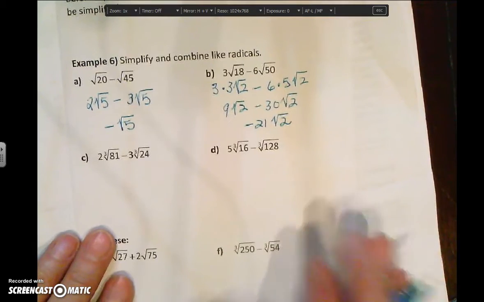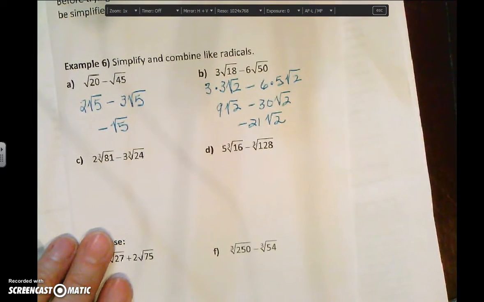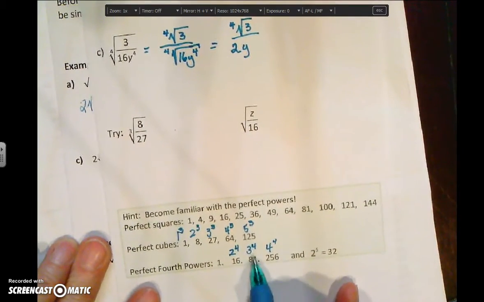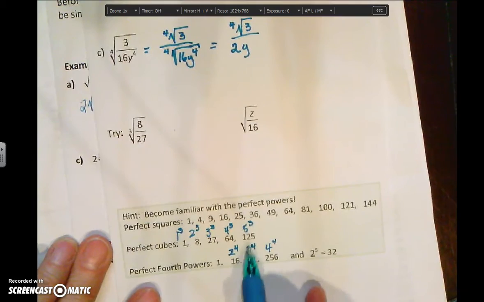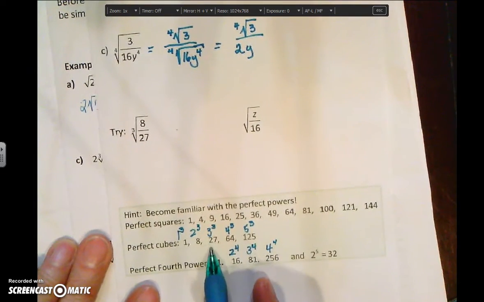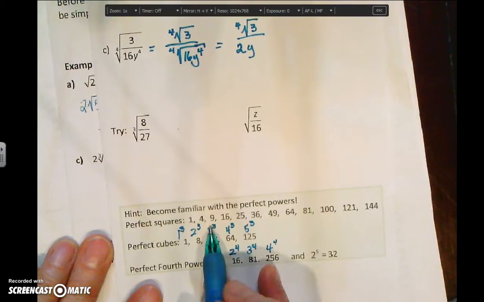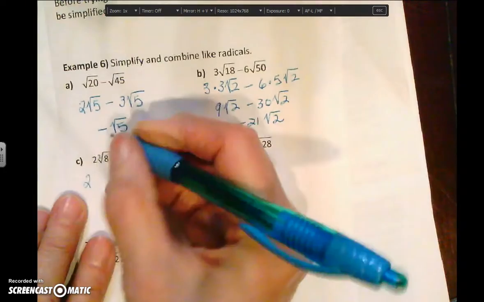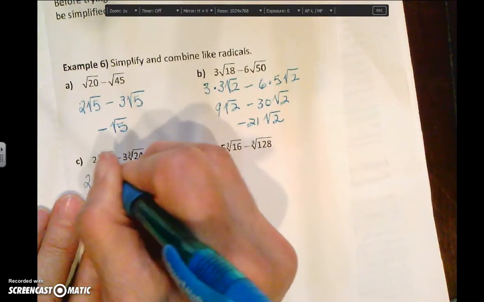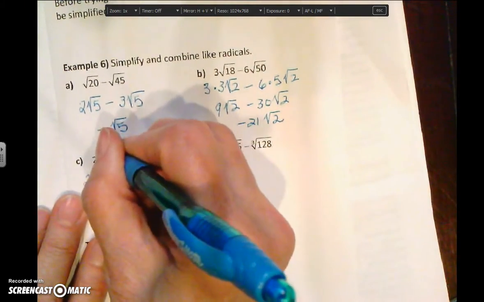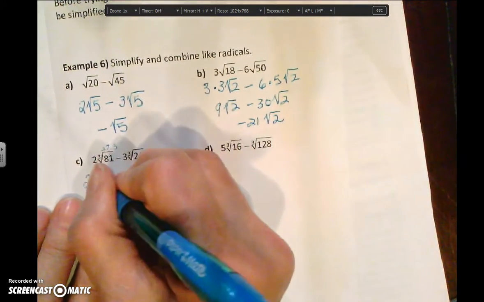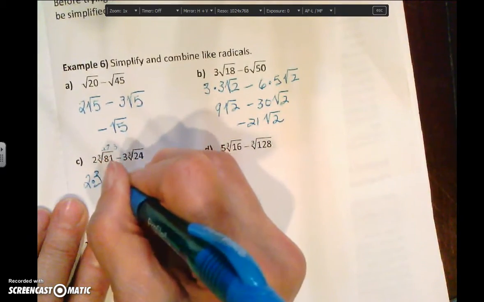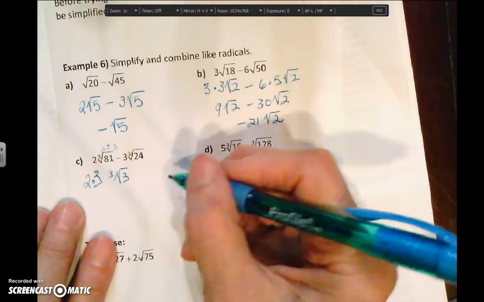C, I have cube roots. So again, you want to bring back up, if you're not sure about those, cube roots. I have 81, which is perfect, isn't it? So no, that's a fourth root, perfect fourth root. So this has got a 27 in it. So 27 times 3 is going to give me 81. So I'm going to have 2. And then the cube root of 81, I'm thinking of 27 times 3. So the cube root of 27 is 3. And then I'm left with a cube root of 3 inside.